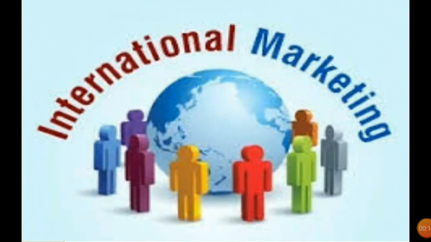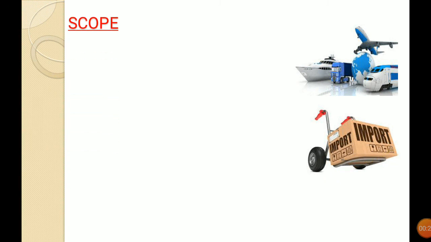First, let us know the meaning of international marketing. International marketing can be defined as exchange of goods and services between different national markets involving buyers and sellers. Next one, scope of international marketing. In that, first one, export.